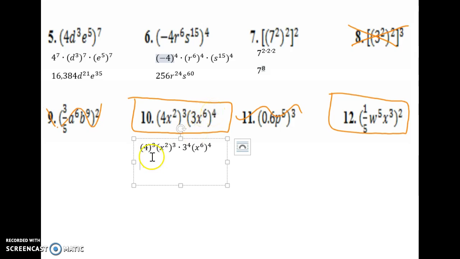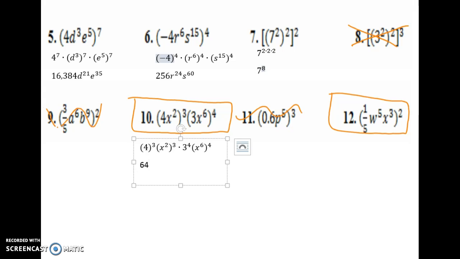The reason that's broken up that way is this 3rd power here just goes to the 4 and the x squared. And then this 4th power over here just goes to the 3 and the x to the 6. So you have to break it all apart, and then you can simplify. So when we do that, we have 4 to the 3rd, which is 64. And then you have x to the 2nd to the 3rd.